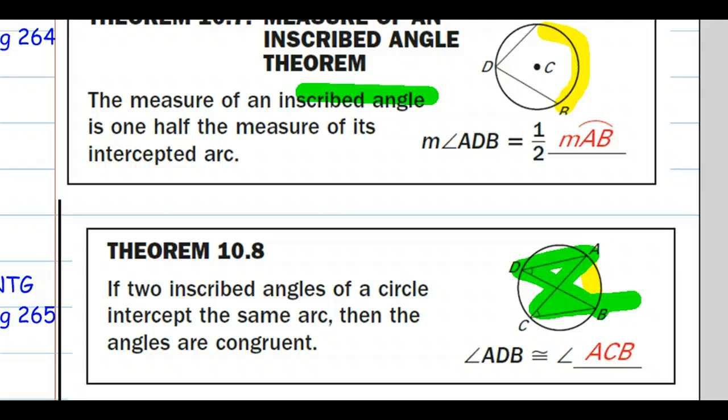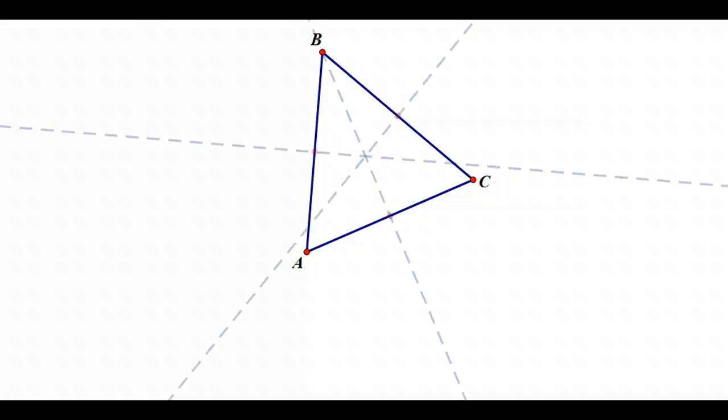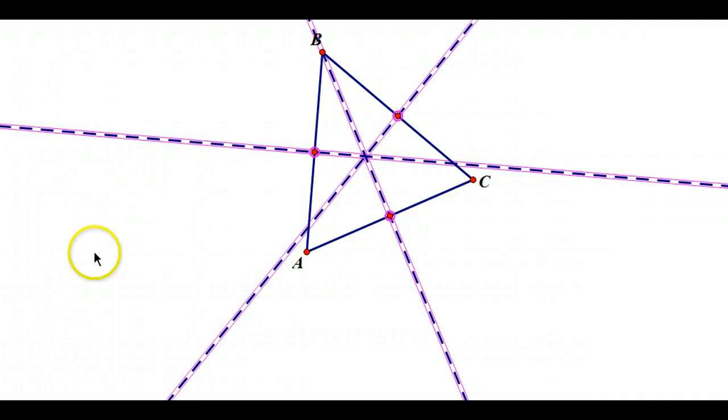Okay. Now let's take a look at another theorem, 10.9. Let's take a look at this triangle, and one thing you can say about this triangle, it looks to be like a normal regular triangle. And let's inscribe this triangle in a circle. In other words, find a circle where all the vertices of the triangle are on the circle. Well, if you guys remember, we can do that easily by creating perpendicular bisectors of all of the sides of the triangle, and then finding the intersection of the perpendicular bisectors, and that is the center of our circle.